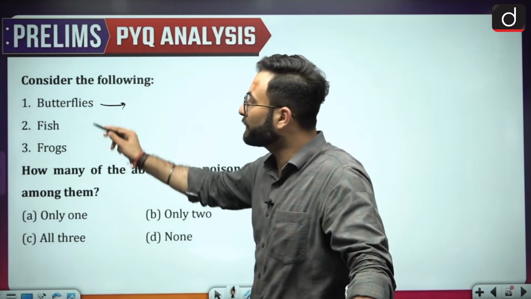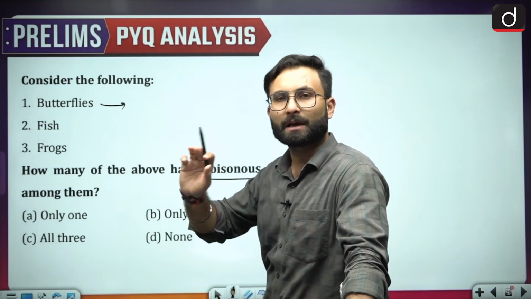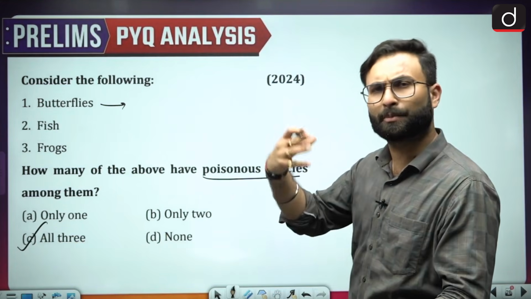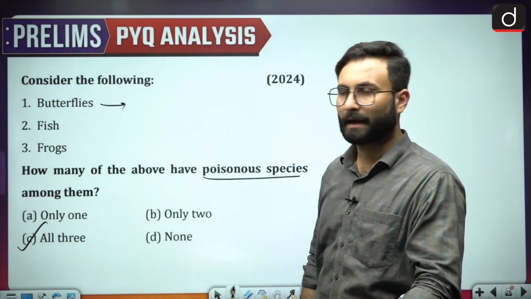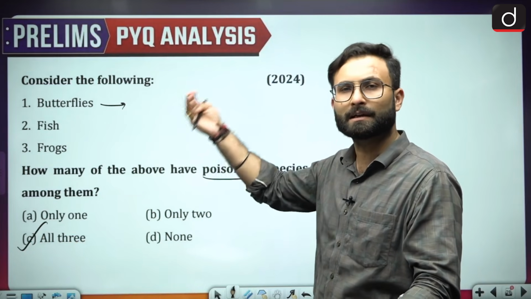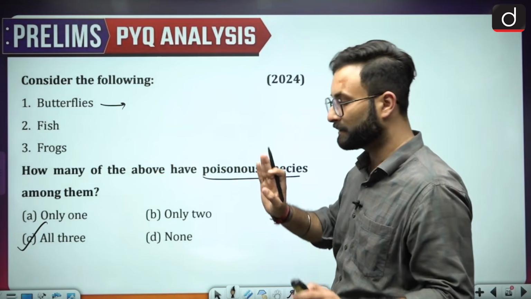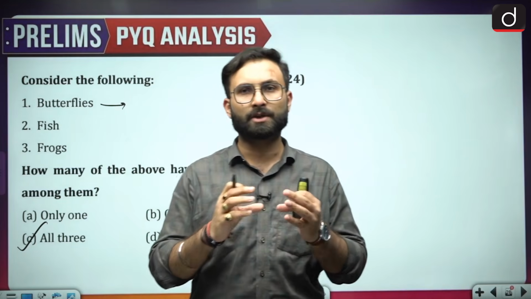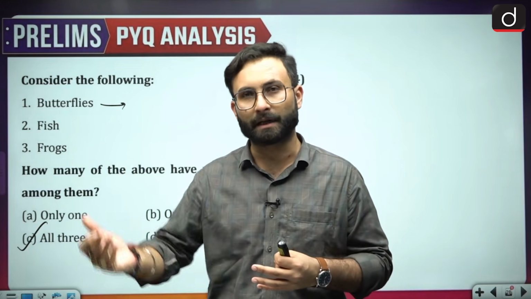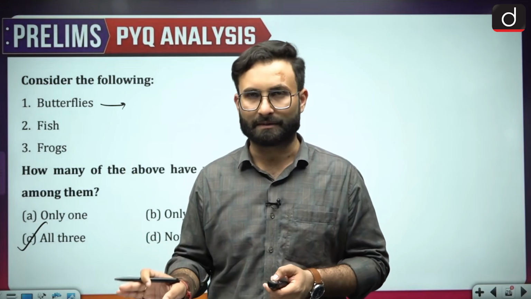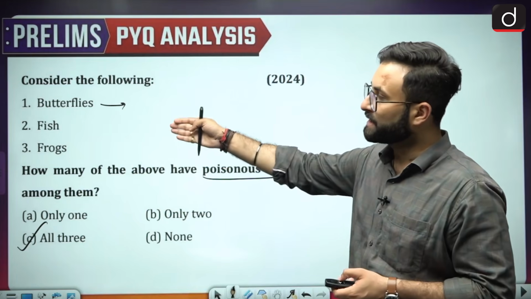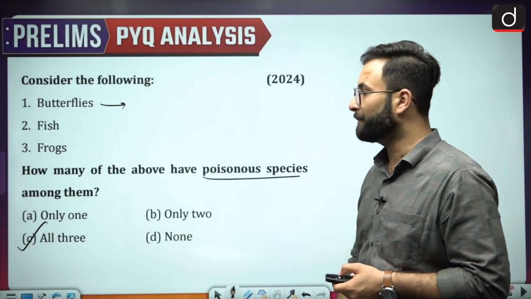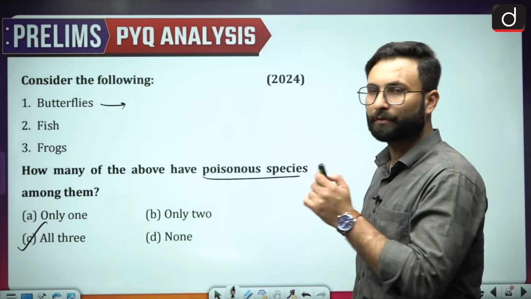Considering that, we can say that yes, all of them have some kind of poisonous species. So option C would be your right answer, that we might find at least 1 or 2 butterflies which have that. Otherwise also, one normal thing, if we talk about butterflies, is that they have a defense mechanism against predators. So there are venomous butterflies as well. Considering that, among butterflies, fishes and frogs, you will have at least one species which has the poisonous element. So option C would be your right answer, that all 3 have that.